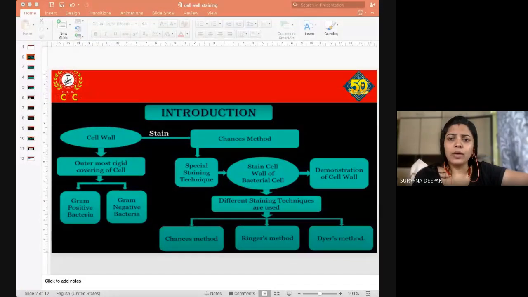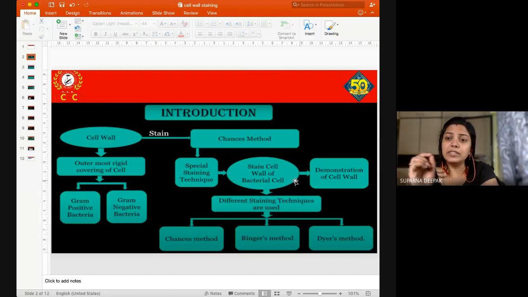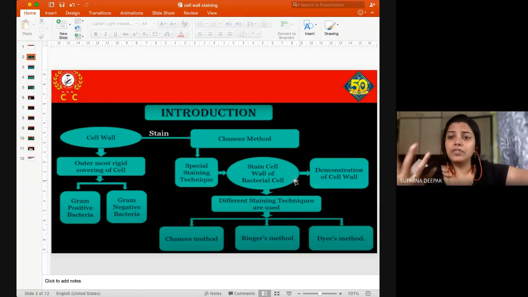I'm not going to go into more detail on that. Here we are not going to do any differentiation, we are not going for gram staining, but we want to see the cell wall structures. The cell wall structures can be stained, so the cytoplasm has to be given a different color or be colorless, and the cell wall has to be given some other color. There are different staining techniques present.